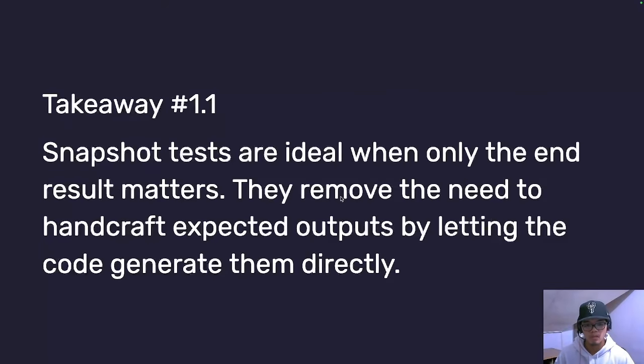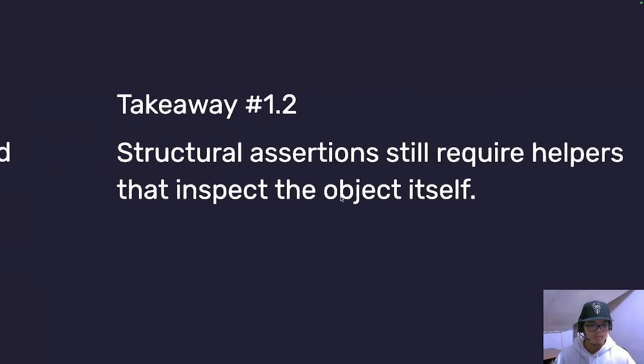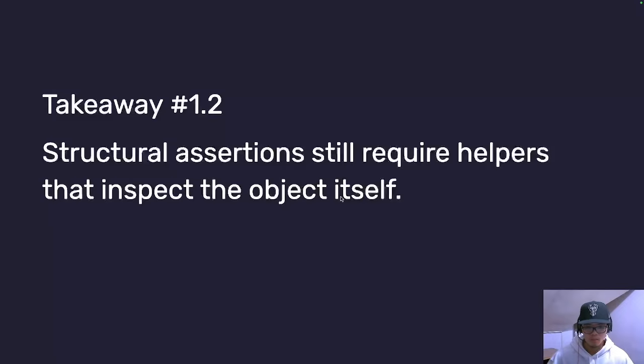Takeaways. Number 1, snapshot tests are ideal when only the end result matters. They remove the need to handcraft expected outputs by letting the code generate them directly. And part 2 of this is structural assertions still require helpers that inspect the object itself.